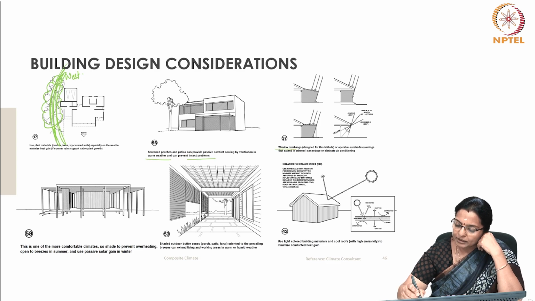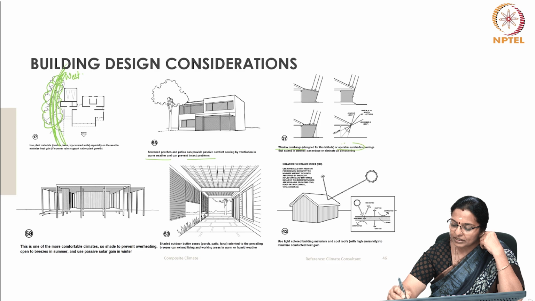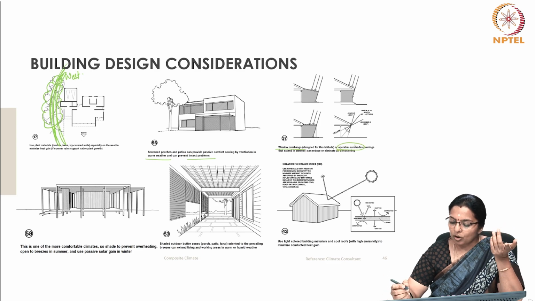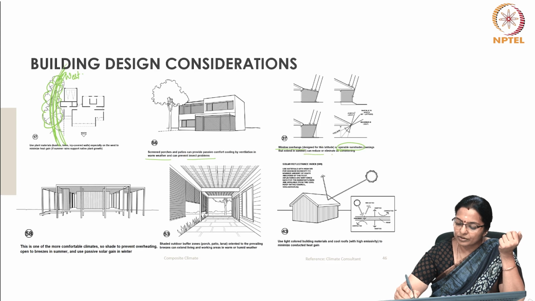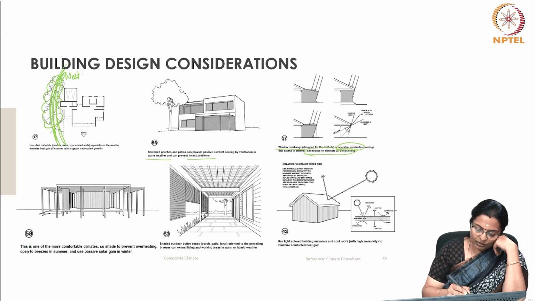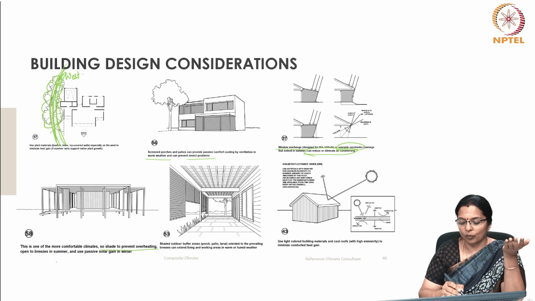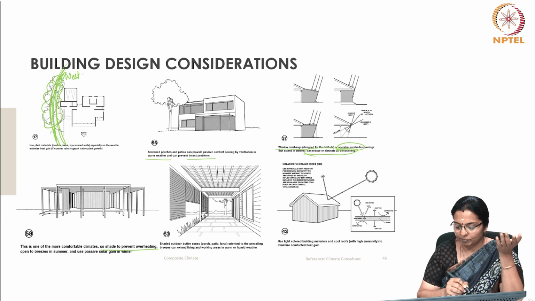Window overhangs must be designed specifically for this latitude, and it is preferable to have operable sunshades like awnings that extend in summer, as these can reduce the load on air conditioning. Now, this is one of the climates where shade is needed to prevent overheating. So, you need to have long shades or long overhangs and long porches.